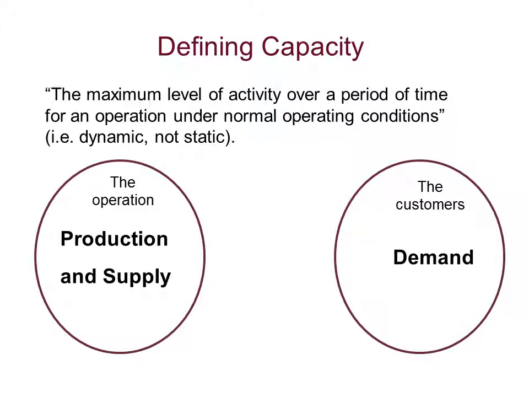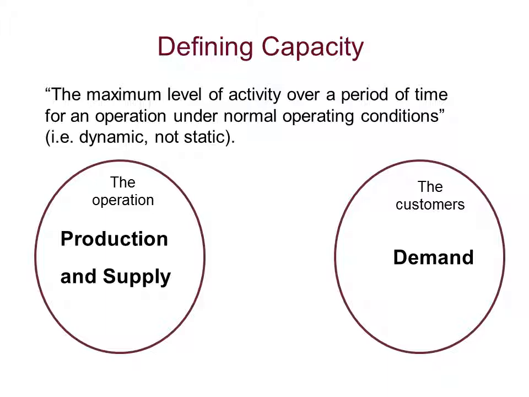So what do we mean by capacity? Capacity is the maximum level of activity over a period of time for an operation under normal operating conditions. That means that an organisation can carry out production of something or supply some kind of service over a period of time. That's the key thing.